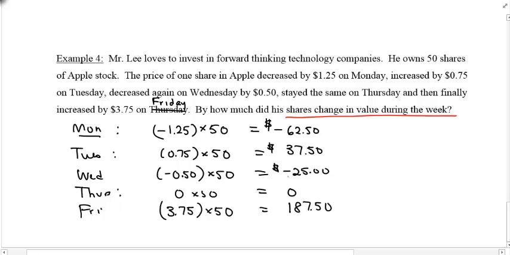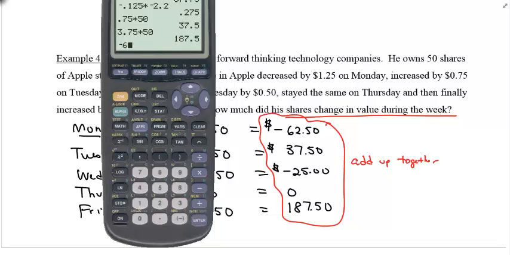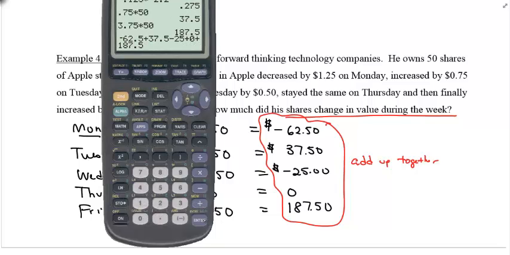So here are my individual changes for each day in the week. How much did it change in value during the week? I'm going to ask you just to add up all these together. Add up together. And that will tell you how much it changed during the week. So, negative 62.50, adding 37.50, take away 25, adding 0, adding 187.50.